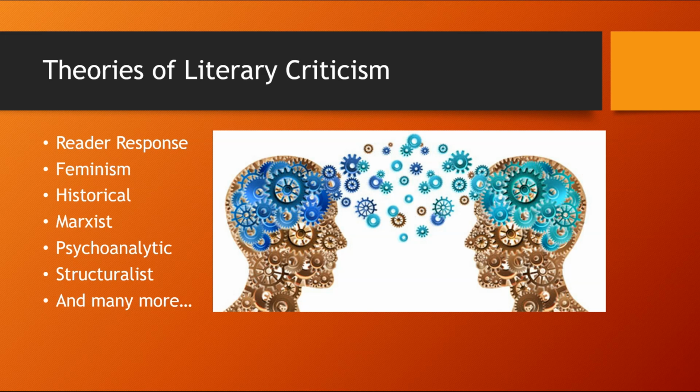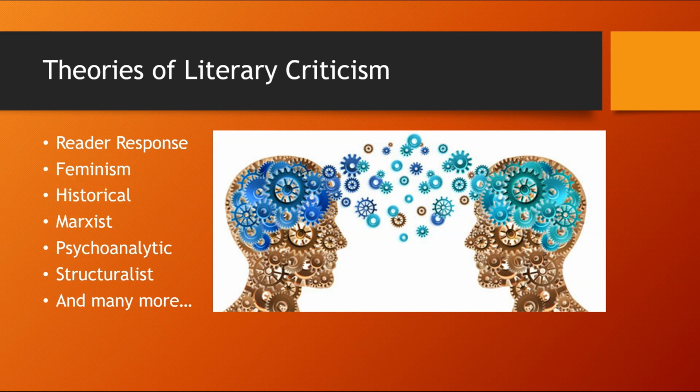I'm going to give you a couple other examples that we talk about, and eventually I do want you to be familiar with. We've got feminism, historical, there's a Marxist theory or a Marxist lens, there's a psychoanalytic theory or a psychoanalytic lens, structuralist, and there's many more. So just to give you a couple examples of these lenses. Again, literary criticism is the lens that we use to examine literature. It really just means to analyze literature, to look for meaning in literature. Well, that meaning is going to be different. That analysis is going to be different depending on our lens.